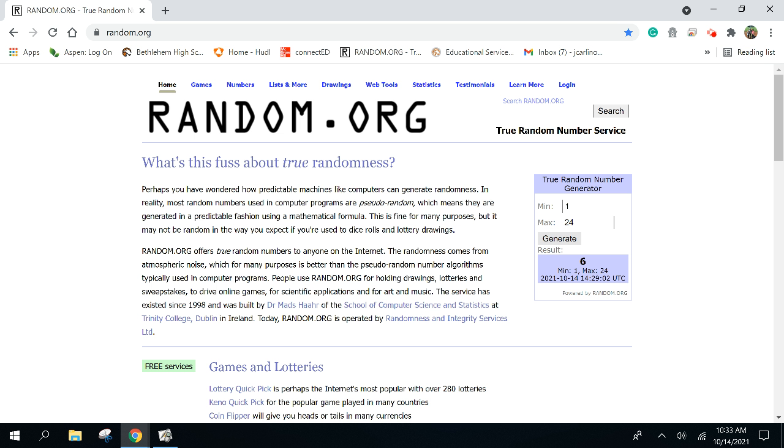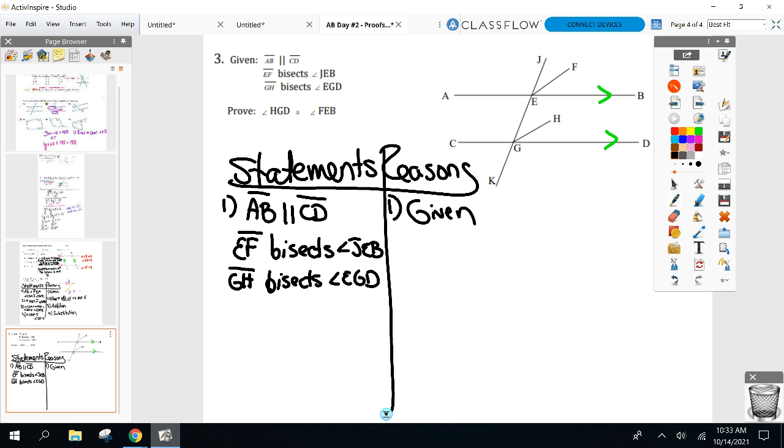What type of angles am I working with? Aiden, what type of angles are... Nope, never mind. You got to catch up from yesterday. Carter, what type of angles are those? Which ones? The ones we're going to take half of right now. Same side interior? They're just corresponding. Thank you. Good catch. Those are corresponding. So are they equal? Yeah.